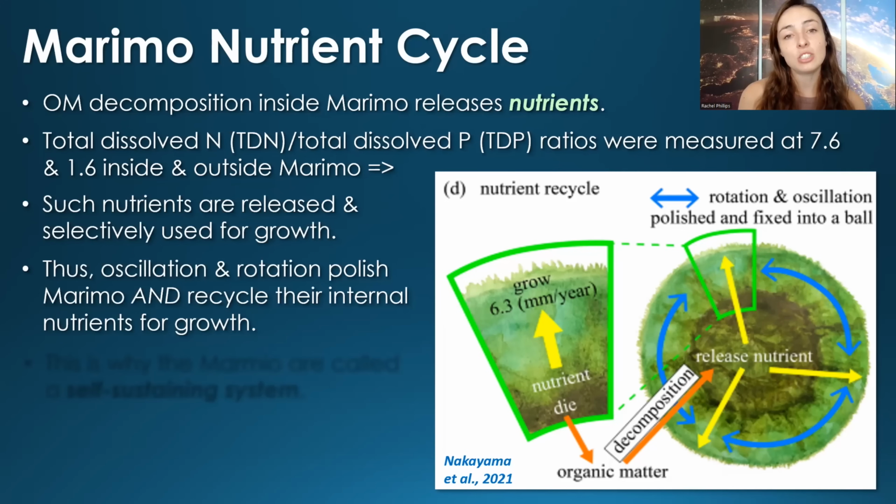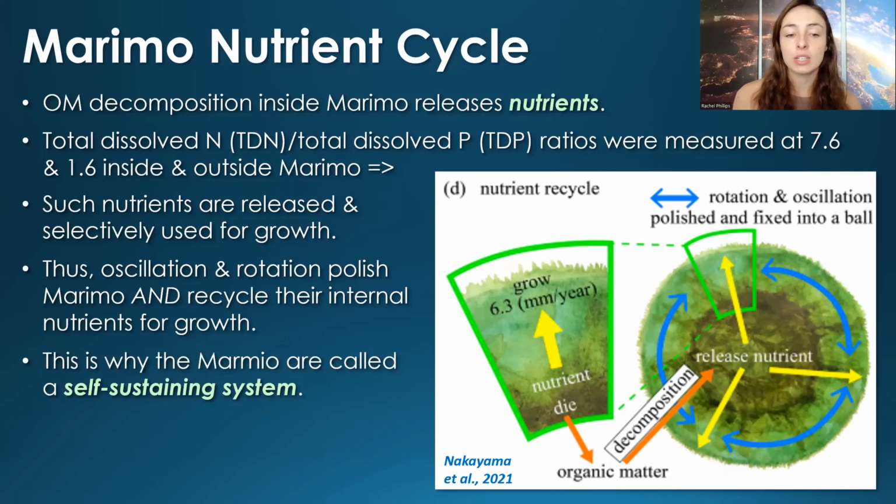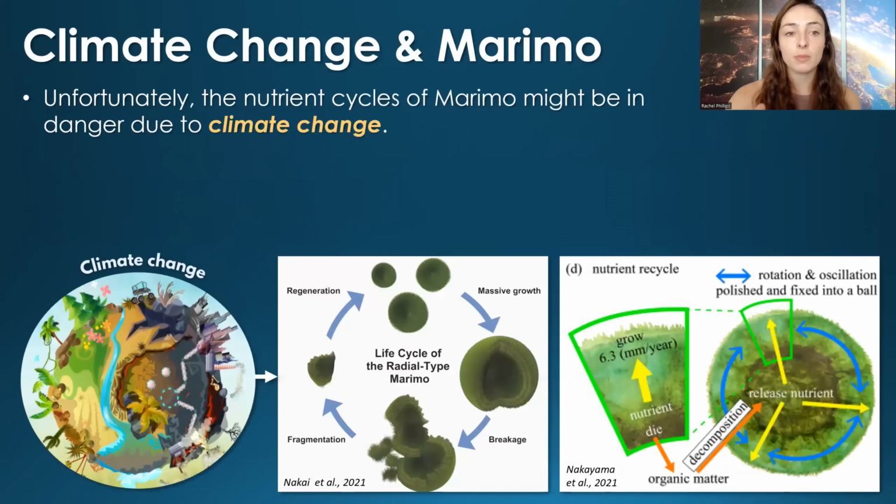So the combination of oscillation and rotation, polishing mossballs during the wind wave movement, and the recycling of their internal nutrients for growth leads to a self-sustaining growing system, not only in individual Marimo or mossballs, but also within their colonies due to the typhoon generational change as well.